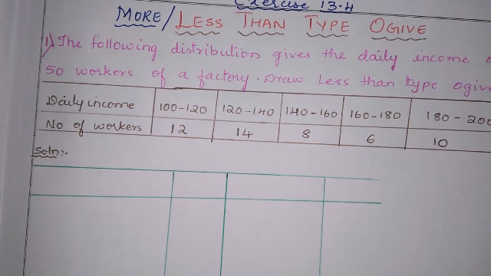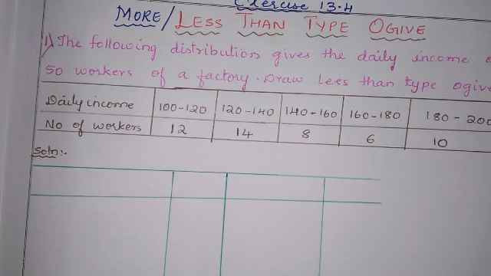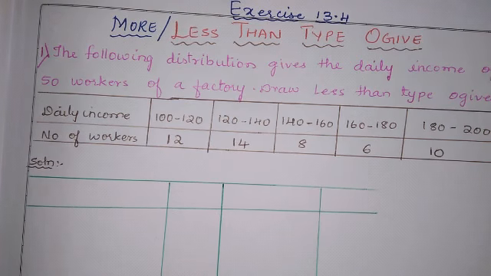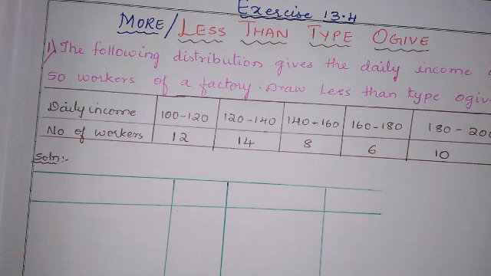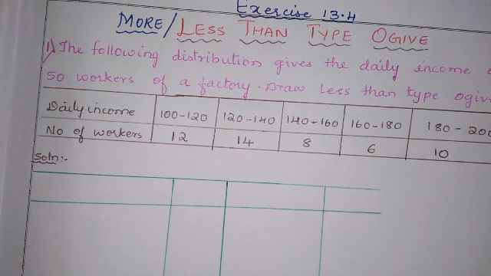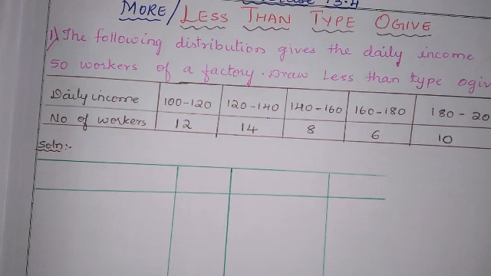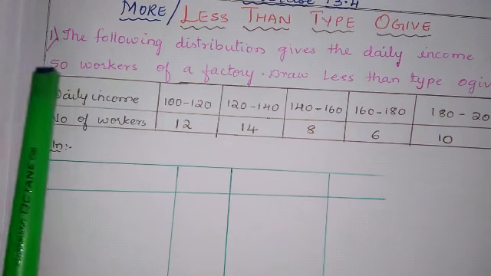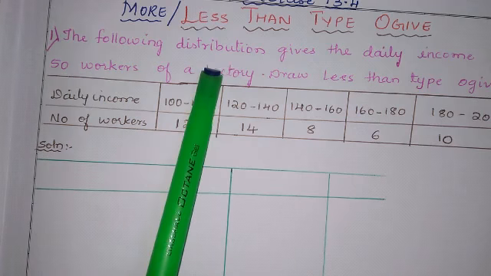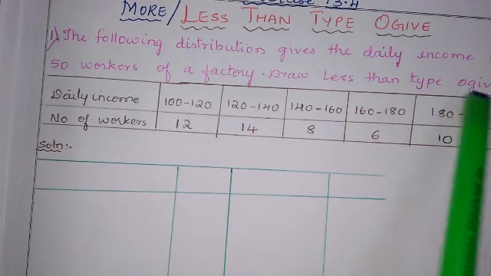Today I am here with exercise 13.4 which is based on more than type or less than type OGIVE. Here we are going to learn the first problem, less than type OGIVE. OGIVE is nothing but a graph. So let us see by this frequency distribution table how we can draw the less than type OGIVE. The following distribution gives the daily income of 50 workers of a factory. Draw less than type OGIVE.